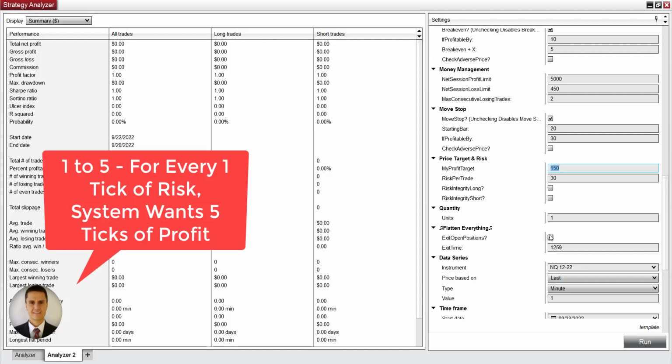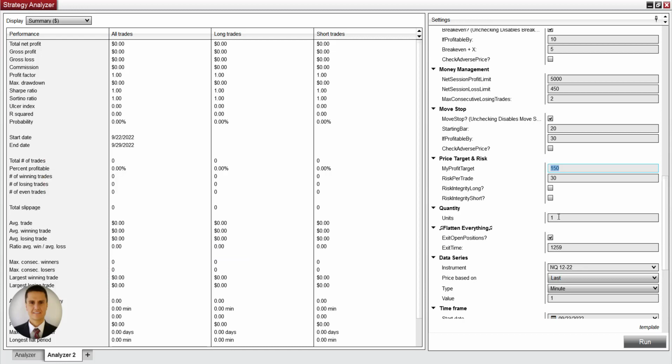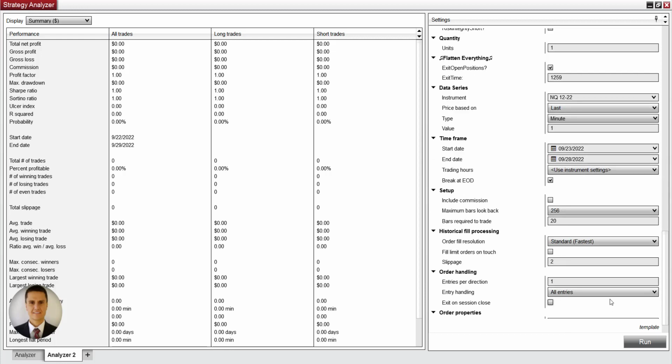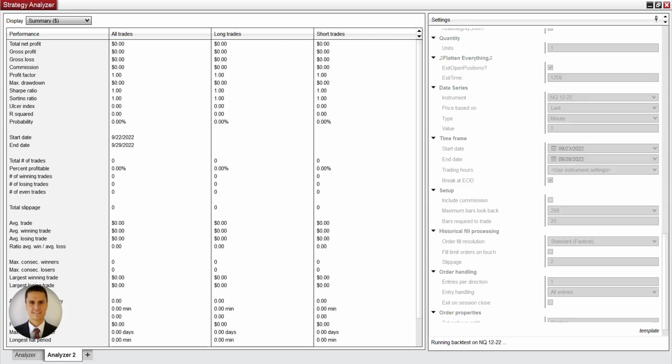So for every dollar I'm risking, I'm hoping for $5 worth of reward. I've done a 1-to-1 here on the profitable buy for the move stop, and for the modulate break even, I have if it's up by at least 10 ticks, we're not necessarily going to exit here, but we are moving the stop to break even plus 5 ticks. Okay, let's go ahead and run it for Thursday for NQ, and let's see what happened for NQ.